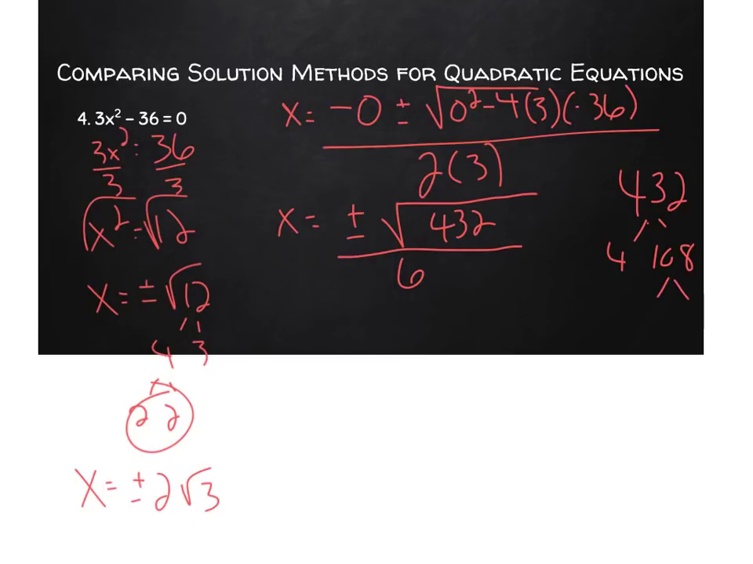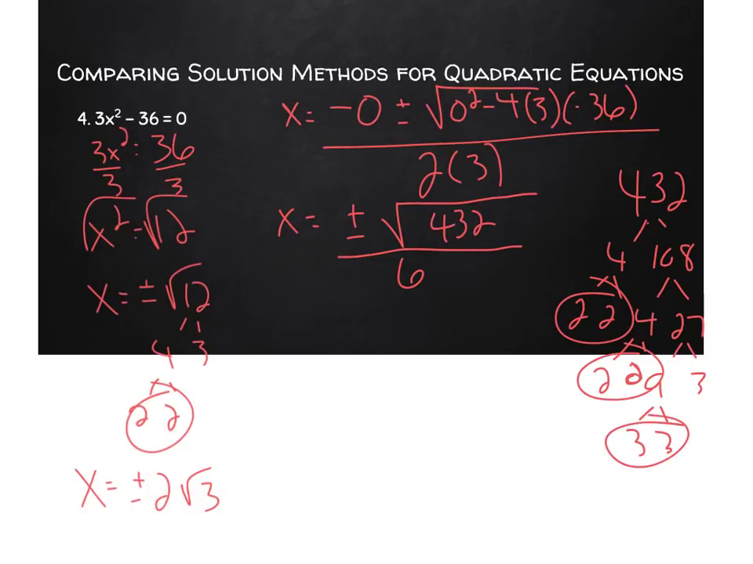And then 4 and 27. 27 becomes 9 and 3. 9 becomes 3 and 3. And I forgot about these 4s. Those become 2 and 2. And 2 and 2, there's a pair. There's a pair. And there's a pair. So we get 2 times 2, which is 4, times 3 is 12.